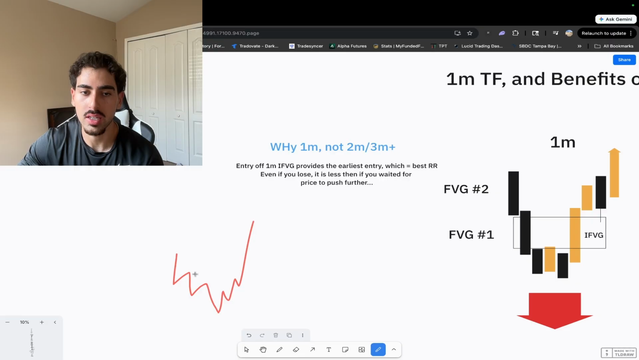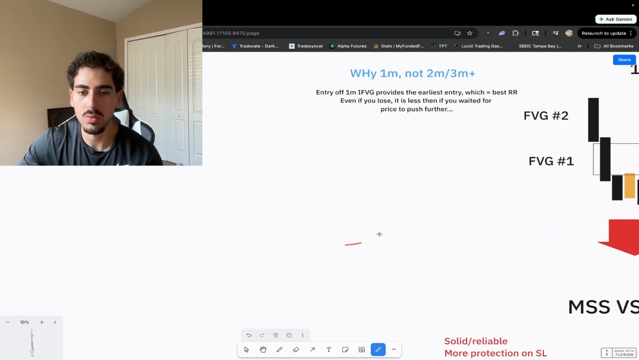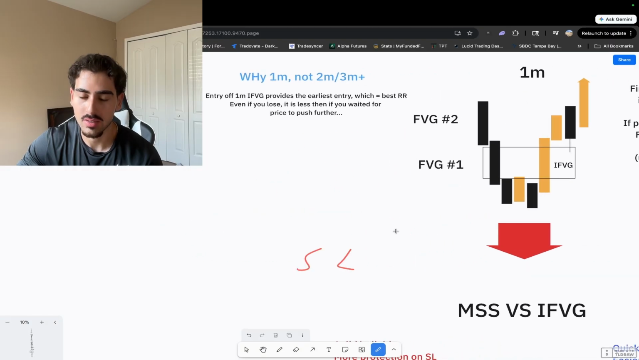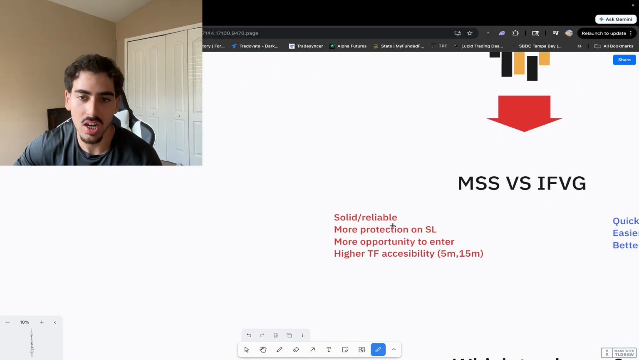If you want a clear example of this, let's imagine there is an inverse fair value gap and a market structure shift, right? If you were to enter on the inverse right here and price was to stop you out down here, you still would have lost less than if you were to enter off the market structure shift right here and lost as price went down, correct? Since price has already pushed further than the inverse fair value gap and your entry is higher. You get me? Opposite for bearish.